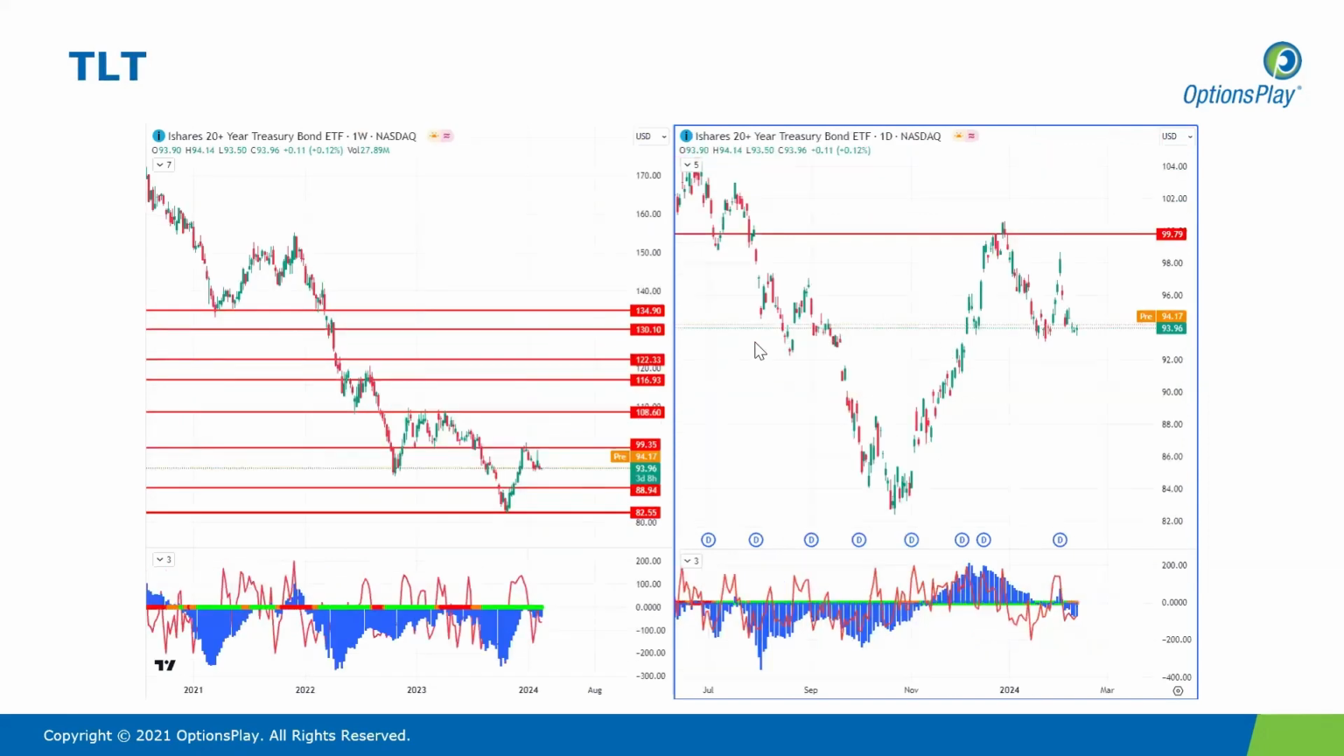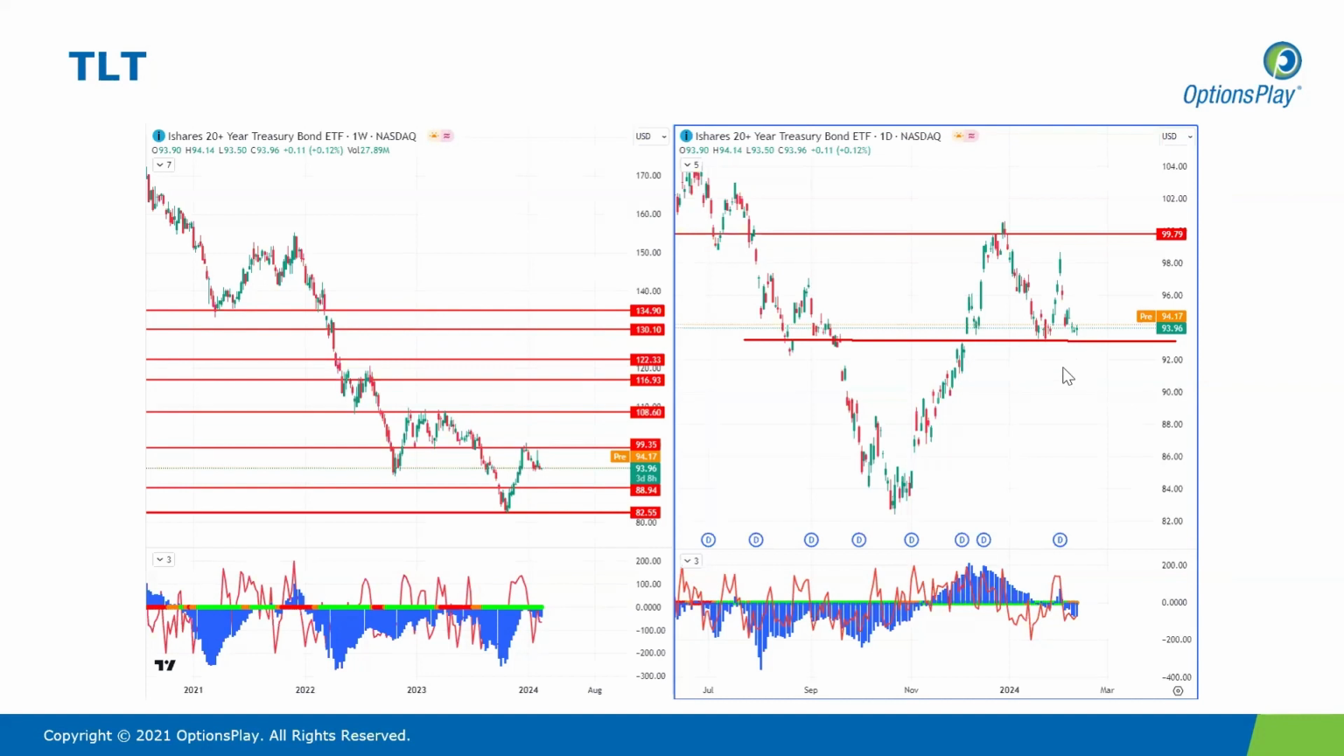Okay, TLT, the Treasury Bond ETF, we do have some support just below 93. Price so far is respecting that. Just taking a look now at the chart here. Yeah, okay, it looks like it's going to break below. It's going to open below this level of support. 92.70 is where the pre-market currently is.